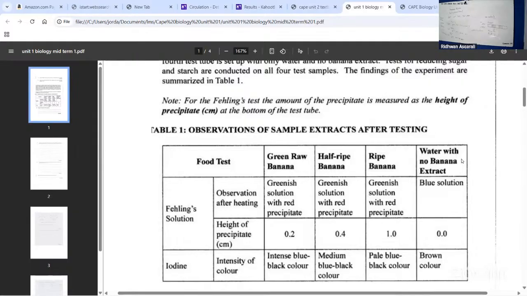So remember, a positive control would give you a positive result. A negative control would give you an expected negative result. So is this a negative or positive result? It'd be a negative result. So this would be a negative control.